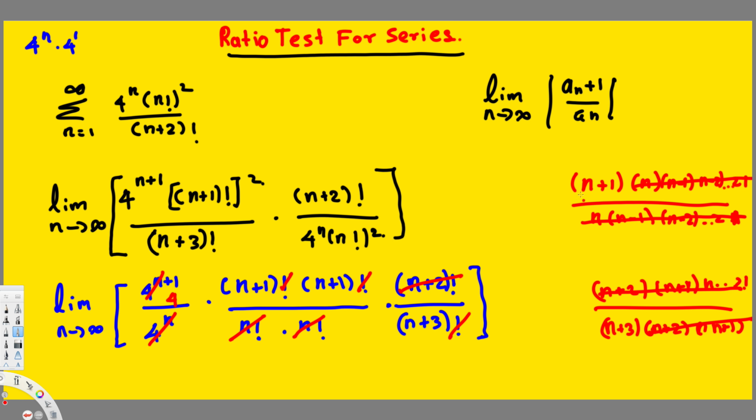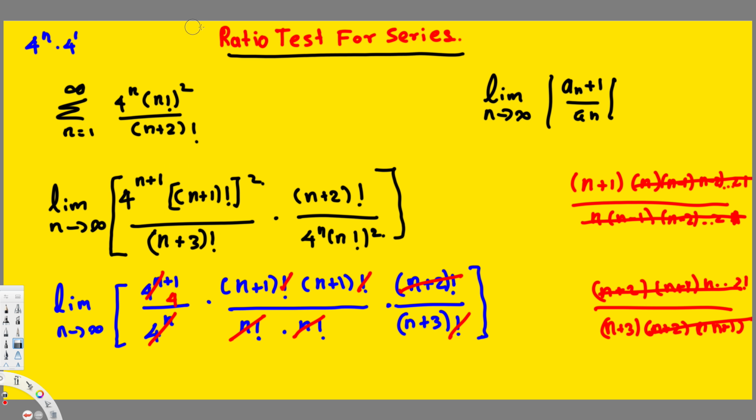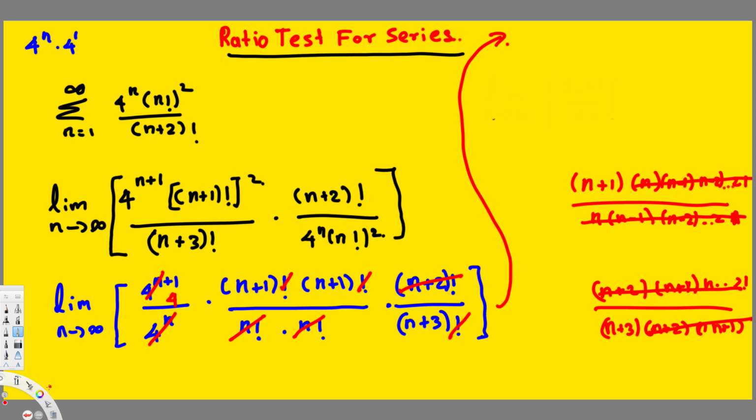So let's continue this one right here. Erase this part and write the new term. So here we are going to have the limit as n approaches infinity of the absolute value. So this is not a bracket, this is an absolute value.